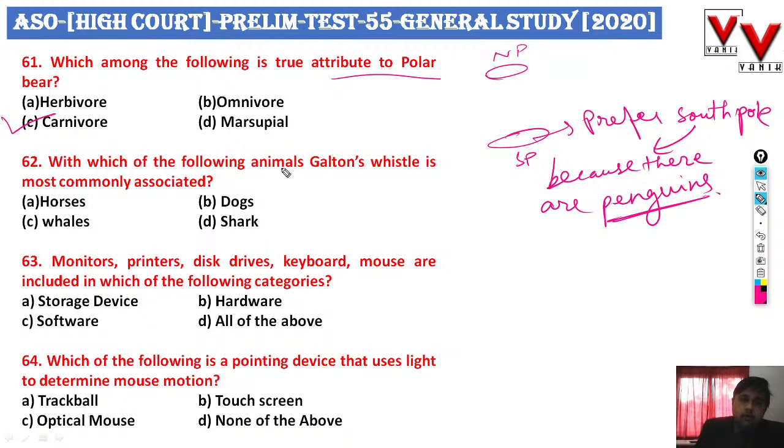With which of the following animals is Galton's whistle most commonly associated? Galton's whistle is most commonly associated with dogs. So this is option B.